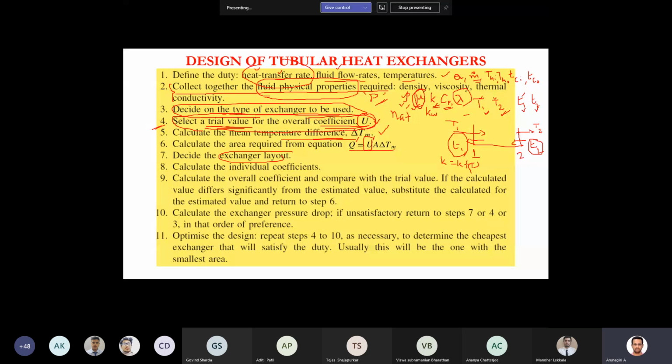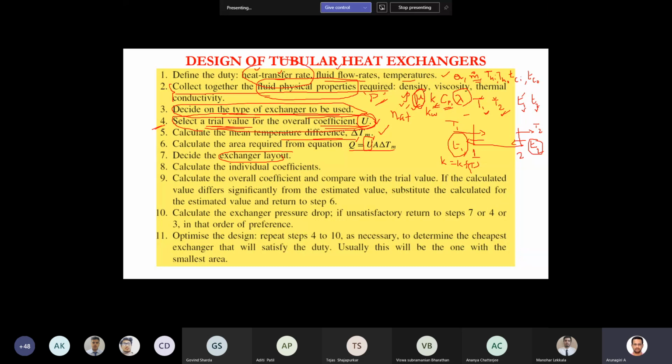So let me summarize the design steps. First, we have to calculate the duty, then the flow rate, then the temperature ranges. Then you have to collect the properties. For the inlet fluid temperature, what are all the fluids? For the outlet fluid temperature conditions, what are all the properties?